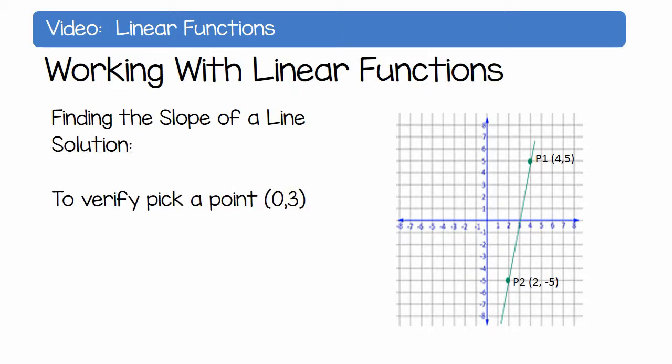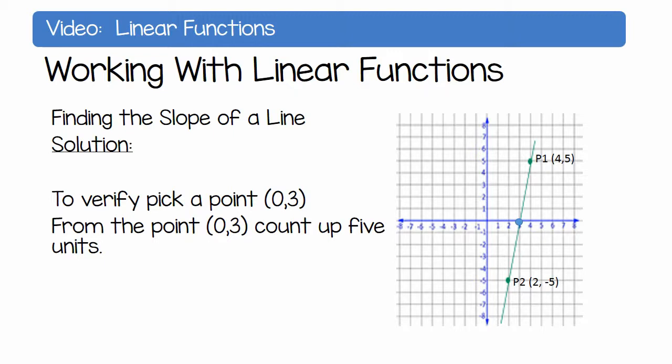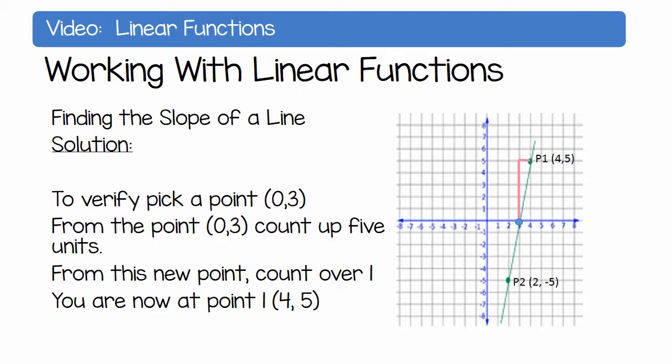Verify by picking a point on the graph. In our example, we will pick 0, -3. From the point 0, -3, count up 5 units. From this new point, count over 1 unit. You are now at point 1 with the coordinate of 4, 5. We have verified that our slope is correct.